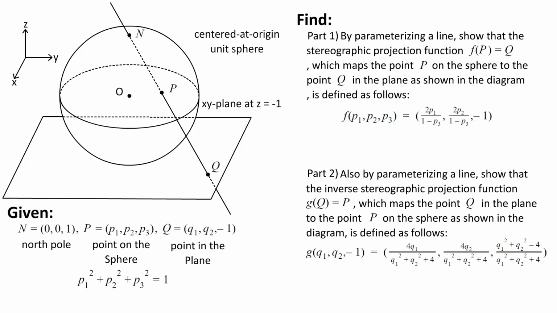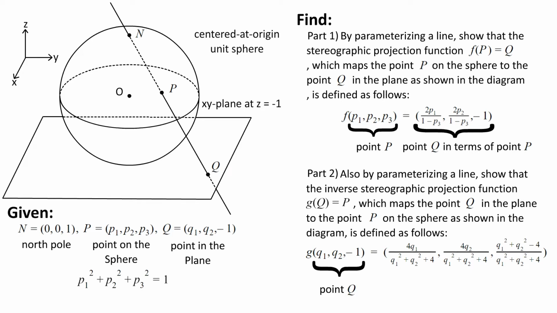is defined as follows. To make things a bit easier to understand, for the forward function in part 1, we simply plug in point P, and then the output is point Q in terms of point P. Likewise, for the inverse function from part 2, we simply plug in point Q, and then our output is point P in terms of point Q.